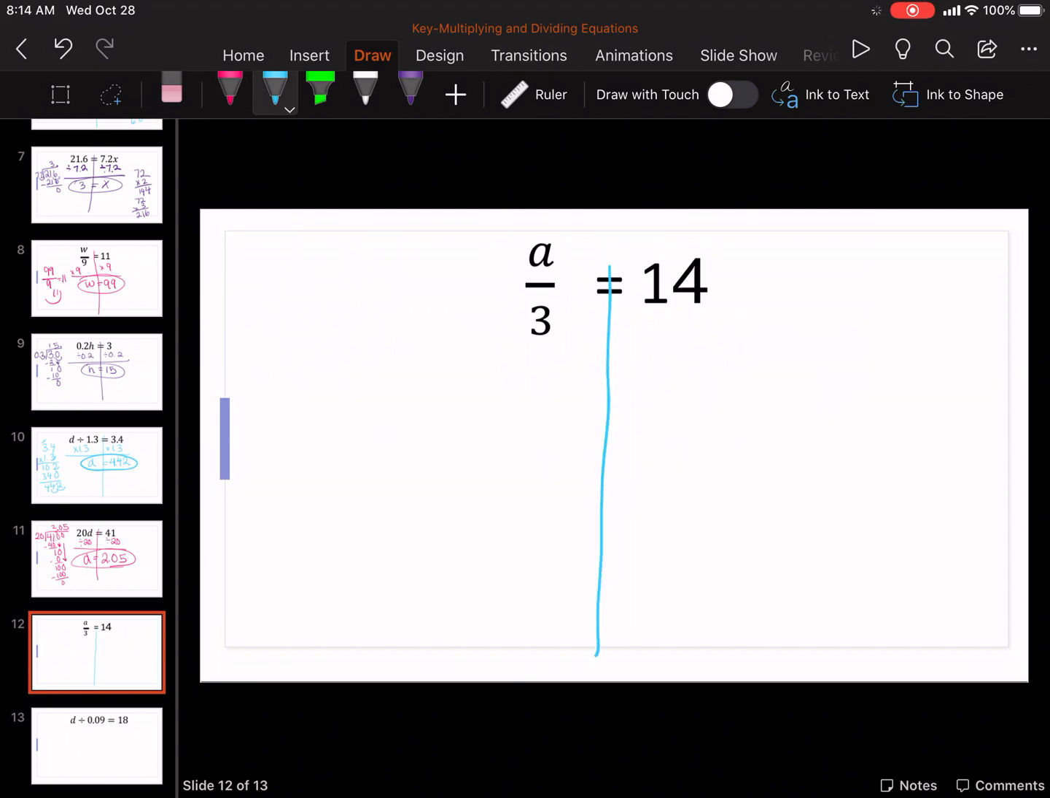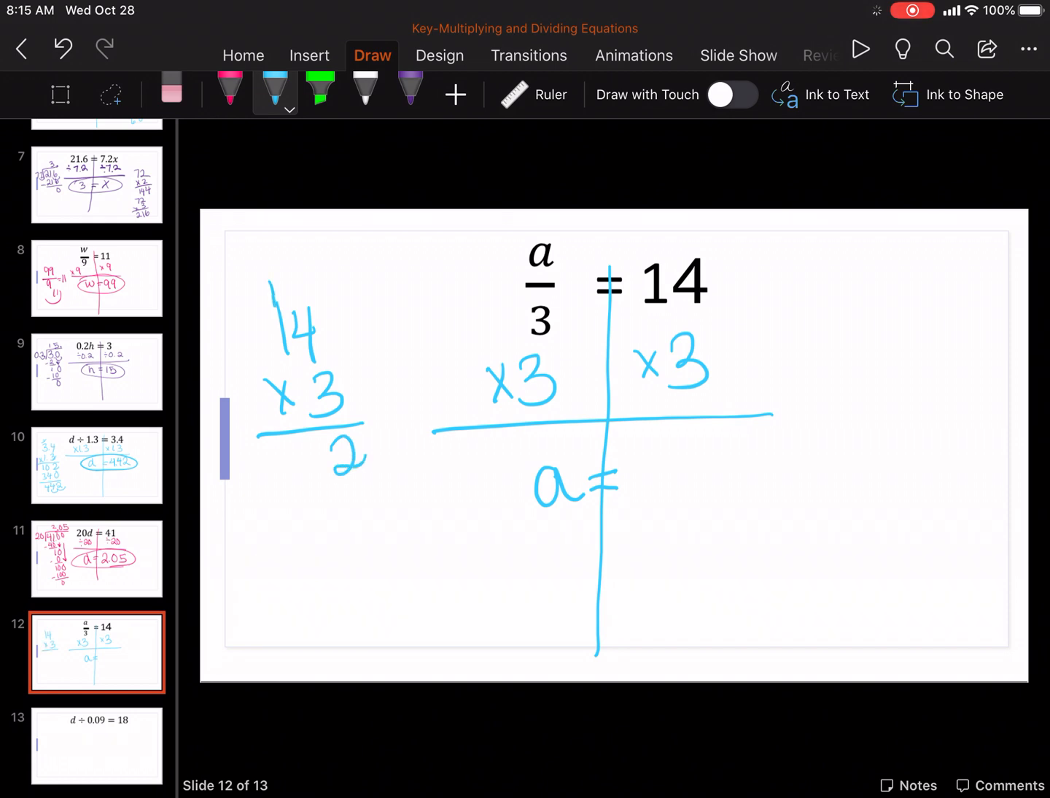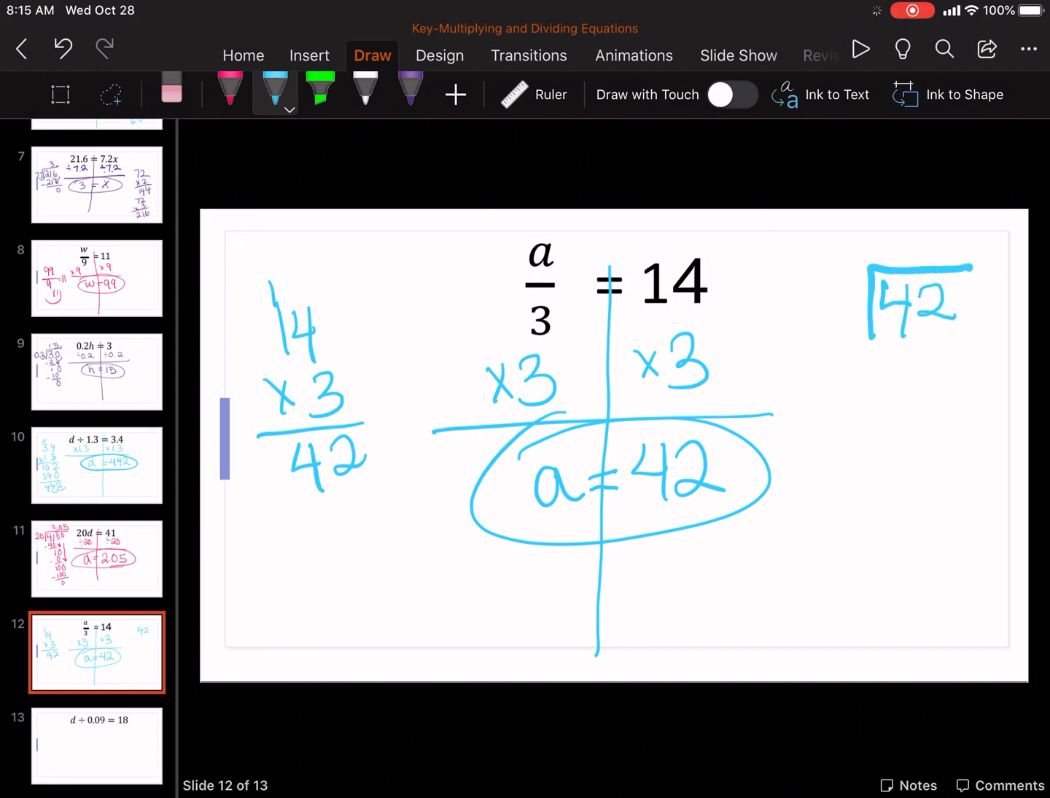For this next one, A is being divided by 3, so we're going to multiply by 3 on both sides. So then A equals 14 times 3. 3 times 4 is 12. 3 times 1 is 3 plus 1 is 4. Get 42. Again, you could always divide it and do 42 divided by 3 goes in 1 time. 1 left over. Bring down the 2, goes in 4 times. And then you get a happy teacher.